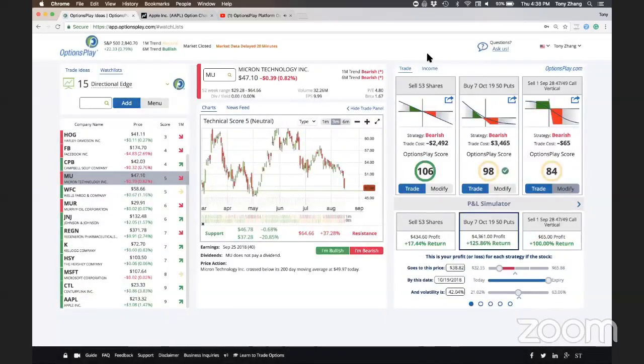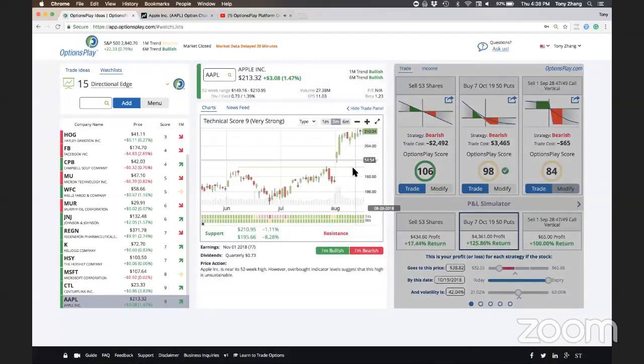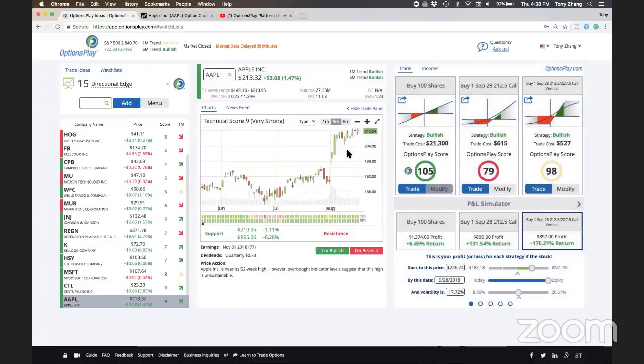So what I want to do is actually go through just one more example of a trading strategy, just to make sure that everyone understands how to utilize this platform. I'll use Apple as an example just because this is a very popular stock, very bullish stock. Pretty much everyone here is probably familiar with this. And I wanted to walk you guys through just one more example of how to utilize this platform.